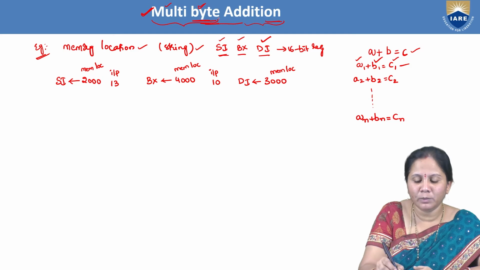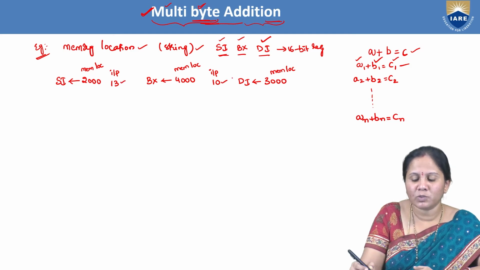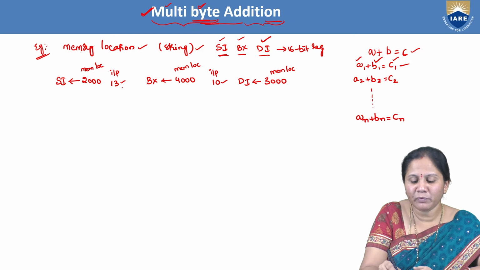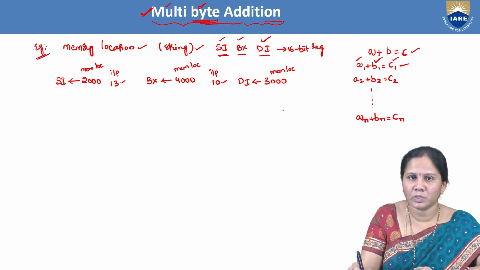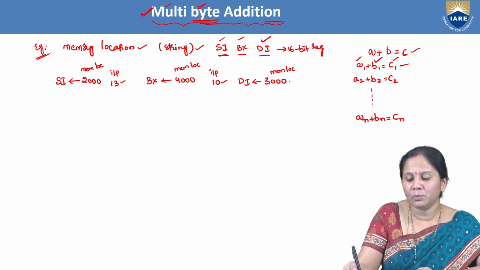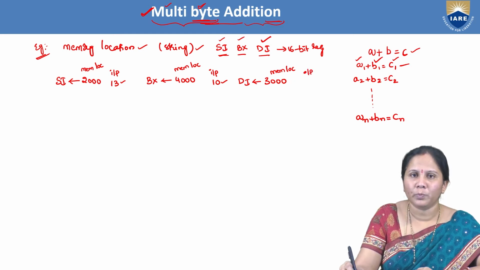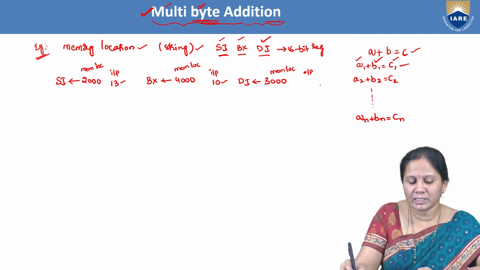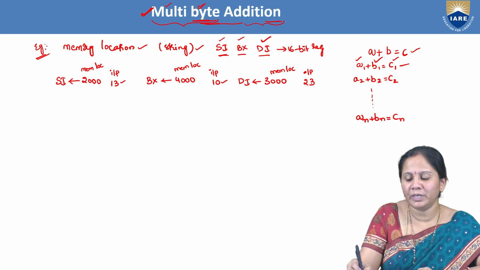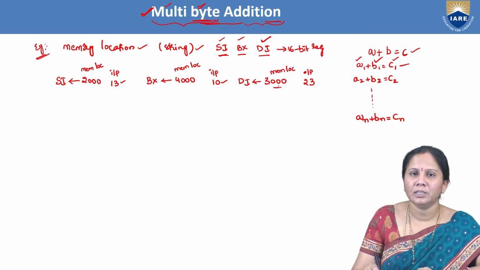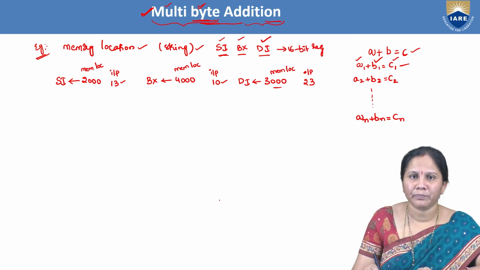Multi-byte. So the input size should be byte size only. After performing the addition operation between these 13 and 10 values, which are stored in the 2000 and 4000 locations, the result will be stored in this 3000 memory location, the output memory location. So here you will get the output. Here 13 plus 10, the output will be 23. So that 23 value will be stored in this 3000 location.